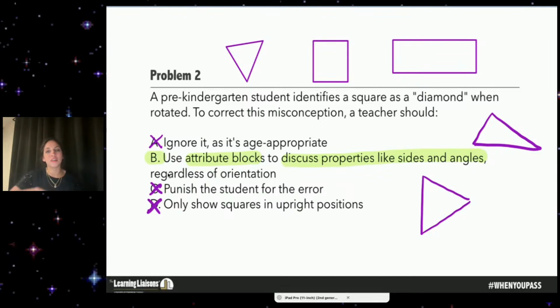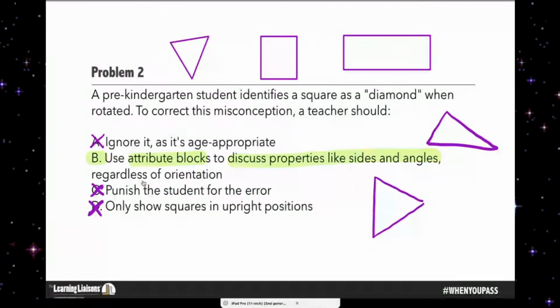Let's go ahead and move on to problem number C. Or problem number C. Wow, I am tired. Problem number 3.